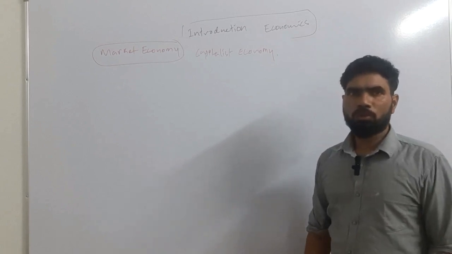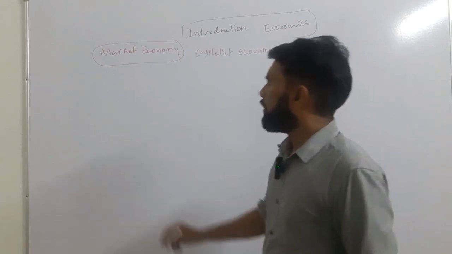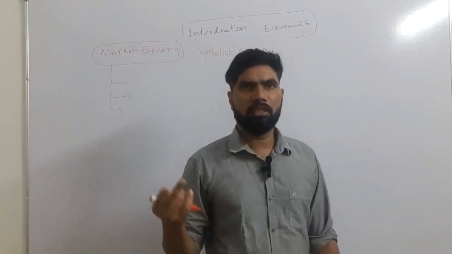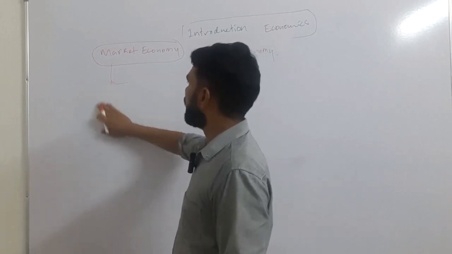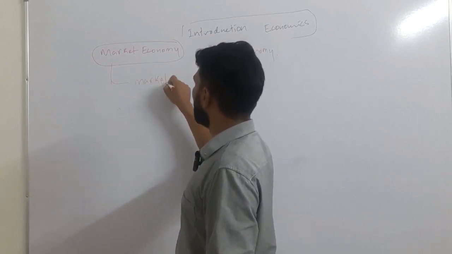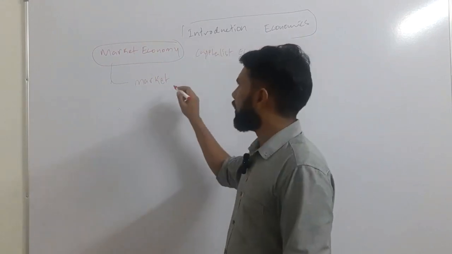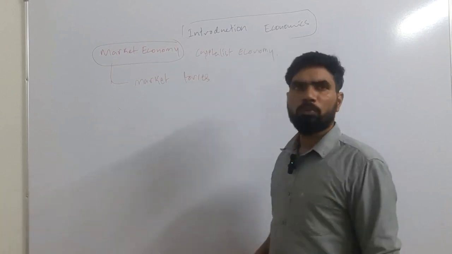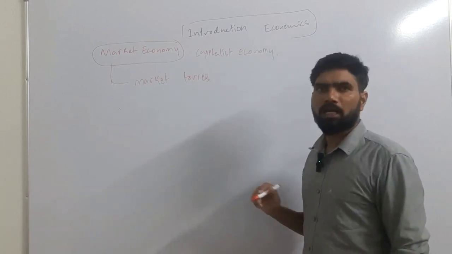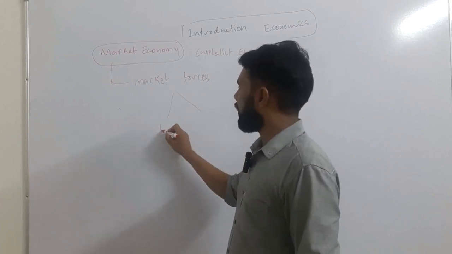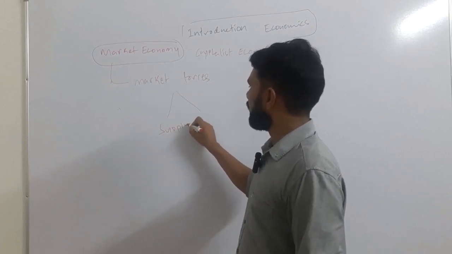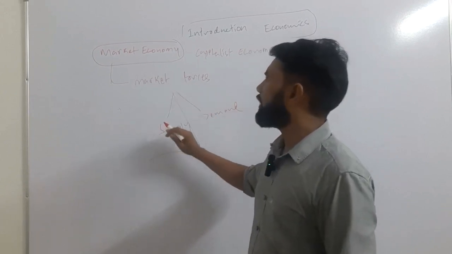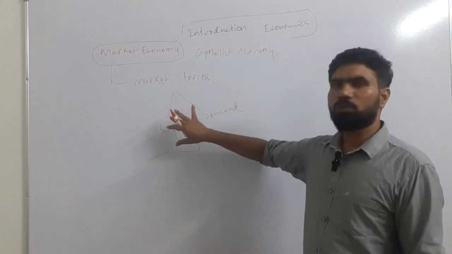So, what are the features of market economy? Here, the means of production, or all the things that are there, like production, distribution, consumption, are left to the market forces. These key aspects of the economy are left to the market forces, right? That economy is called market economy. What are the market forces? Broadly, market forces are two: supply and demand. So everything is left to supply and demand.